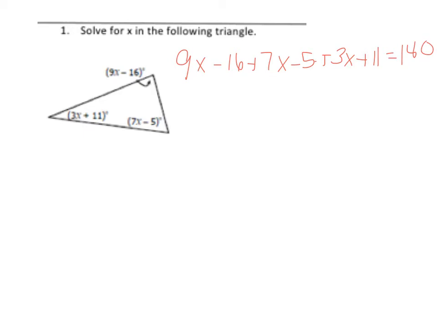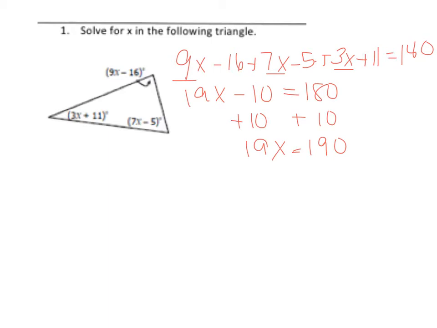Combine your like terms. 9x plus 7x plus 3x will add up to 19x. Combining all the numbers, we get 19x minus 10 equals 180. We're going to solve by adding 10 to both sides. 19x should be 190. And finally, you divide each side by 19. x equals 10. That's all we needed to solve for in this problem, but if we needed to figure out the measures of the angles, you'd go back and plug 10 into each one of those expressions.